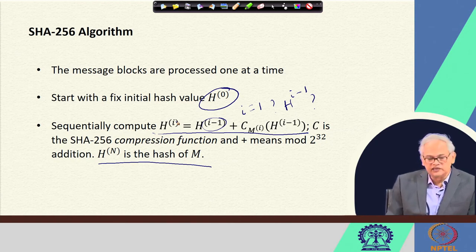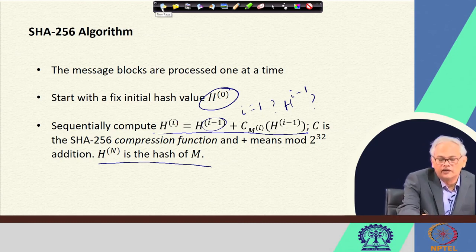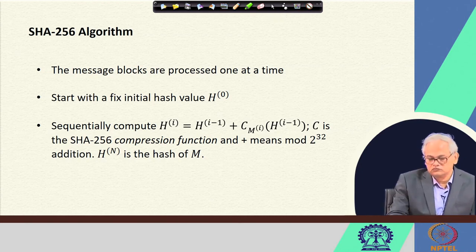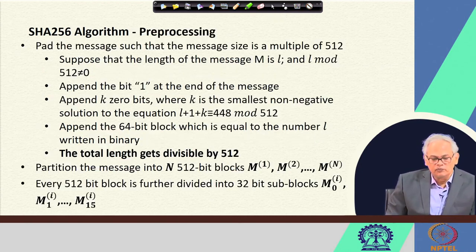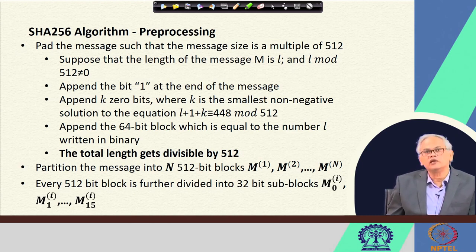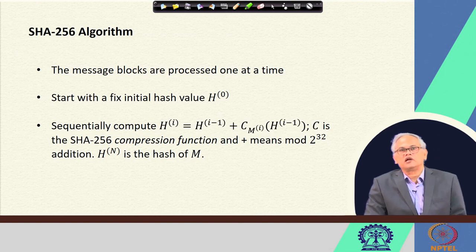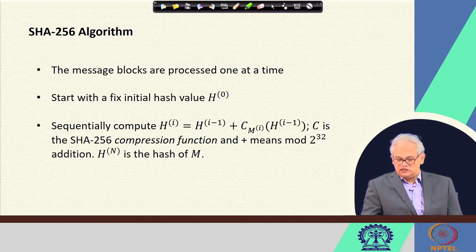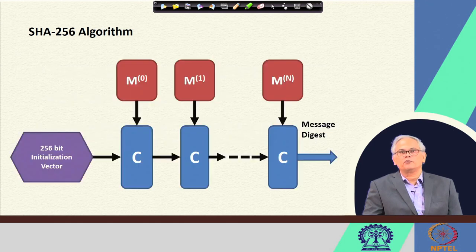And what is n? If you remember, looking back at our example, n was the number of 512-bit blocks. So, by sequentially computing, we will get Hn, and that will be the hash value for the complete message which was given as input, that is M.